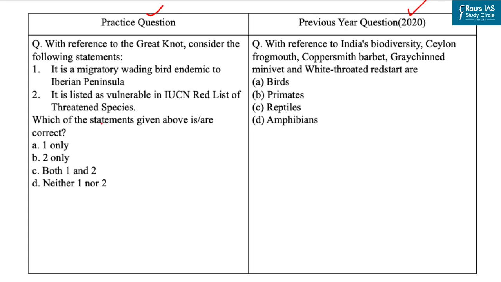Here you have to find out the correct statements with reference to the great knot. The first statement is, it is a migratory wading bird endemic to Iberian Peninsula. Now before answering this question, let me brief you about what is great knot. It is a medium-sized shorebird and also international migratory wading bird from Russia. So with this, our first statement is incorrect. This bird is from Russia, not from Iberian Peninsula, and that travels vast distances between the northern hemisphere breeding grounds and southern hemisphere summer feeding grounds.